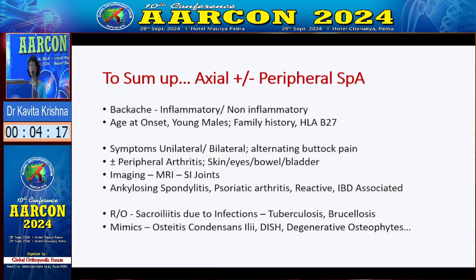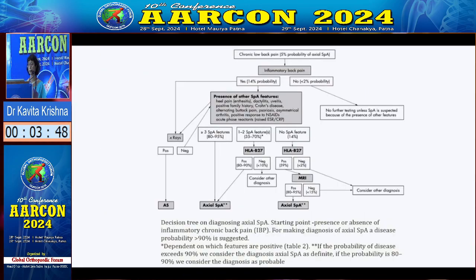So to sum up, axial spondyloarthropathy can exist with or without peripheral spondyloarthropathy. We should evaluate whether the backache is inflammatory or non-inflammatory. What is the age at onset? Is there a family history? Is HLA-B27 positive? The symptoms, as we discussed. Also, we have to rule out sacroiliitis due to infection like tuberculosis and brucellosis, and differential diagnoses like osteitis condensans ilii, DISH, degenerative sacroiliitis, etc.